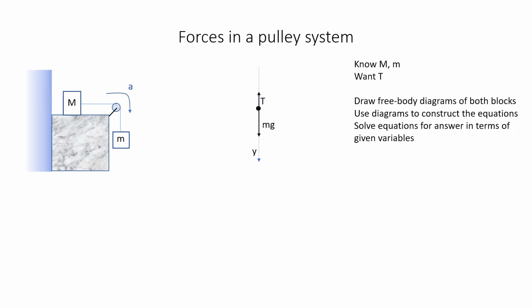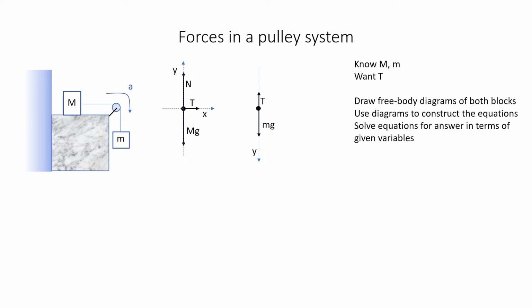Start by drawing the free body diagram of this hanging mass. Notice that the tension is smaller than mg. That's because it's accelerating downward. Also, I've put the positive y direction in the downward direction for this mass to keep the acceleration positive.